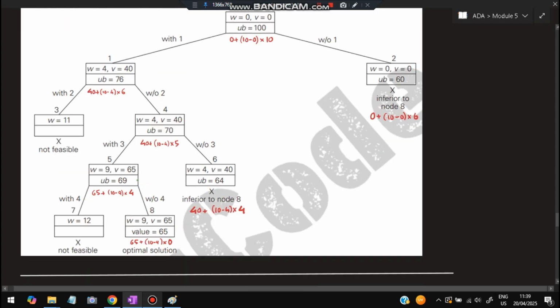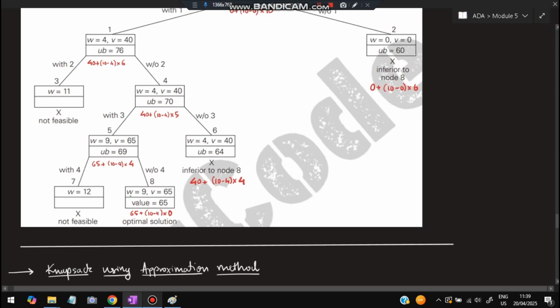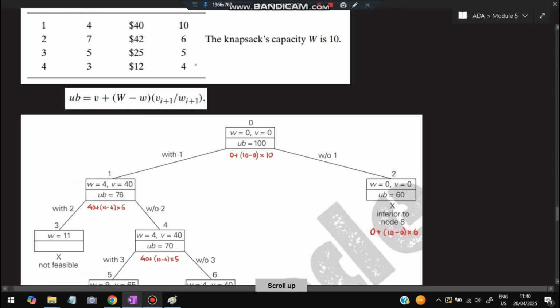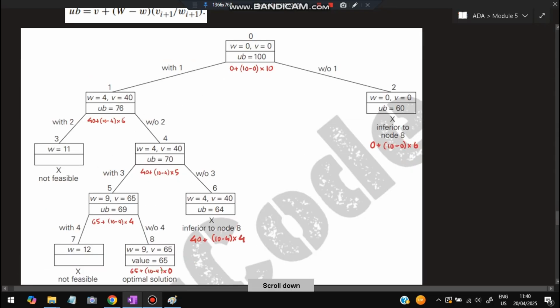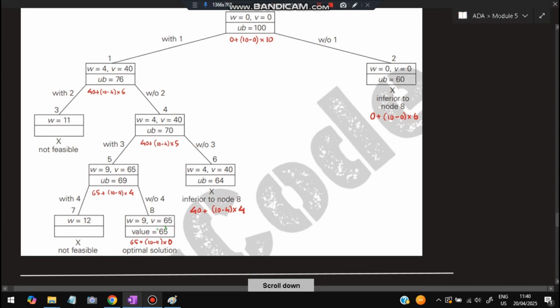If I don't consider the fourth item, the weight will be the same, V will be the same, but UB will change. How will UB change? Because UB in that case will be 65, which is the value, plus 10 minus 9, which is W minus small w, into 0. Why have I taken 0? Because I'm in the fourth zone now. After the fourth zone nothing is there, so it will be 0. So I'll be multiplying this with 0, so this will get cancelled, and here it will be 65 only, so the value will be 65. Now I've got 65 here.